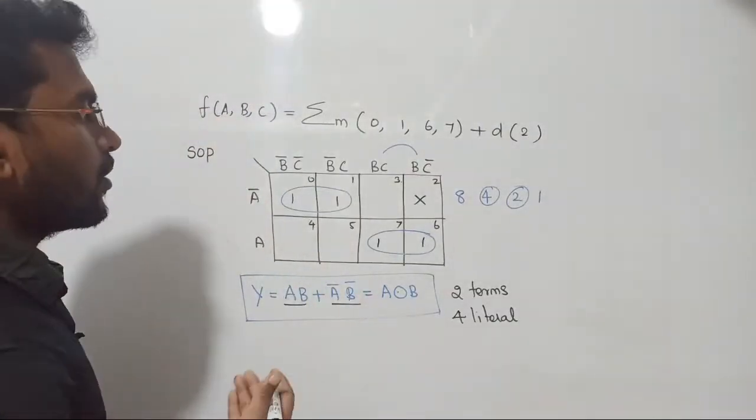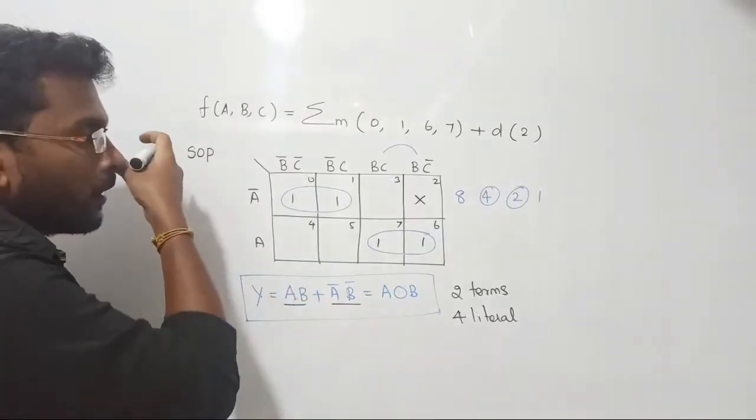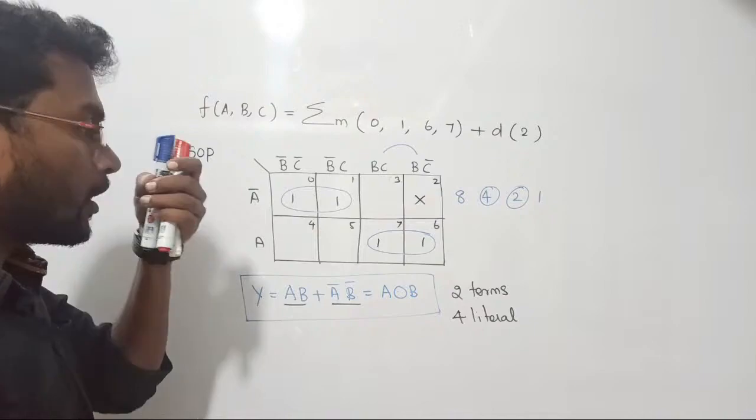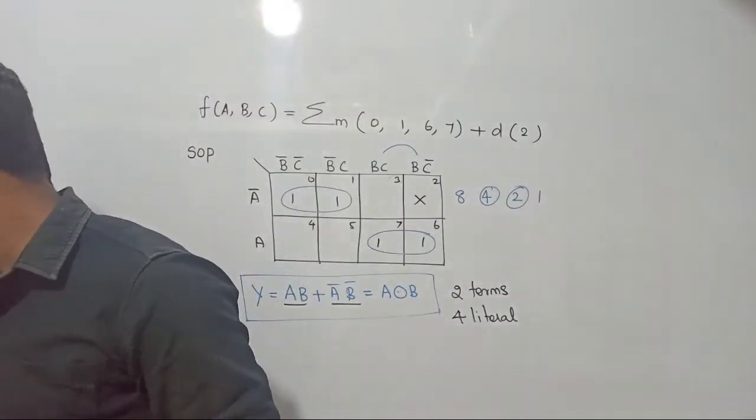That is how we are finding the simplified expression of our function in SOP form with the help of KMap, when it is given in terms of min terms. So let's consider max terms. Let's try and bring the answer.